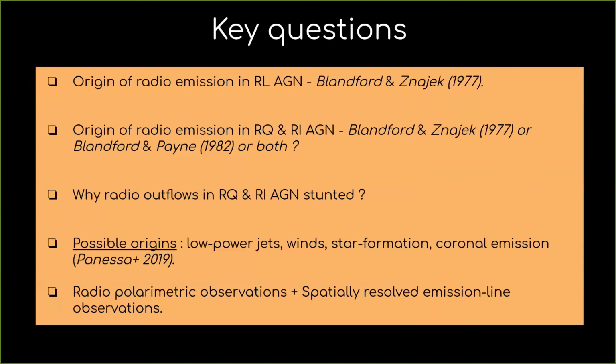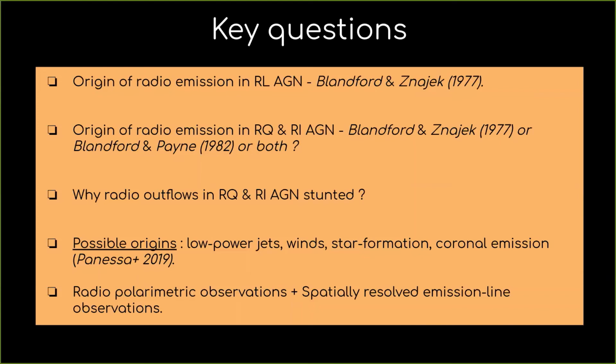Key questions. There is a general consensus about the origin of radio emission in radio-loud AGN, which is the Blandford-Znajek mechanism. In this mechanism, the relativistic jets are produced by the electromagnetic extraction of rotational energy from spinning black holes. However, the origin of radio emission in radio-quiet and radio-intermediate AGN is poorly understood. For instance, we do not know if the emission mechanism is that of Blandford-Znajek or Blandford-Payne or even a combination of both.